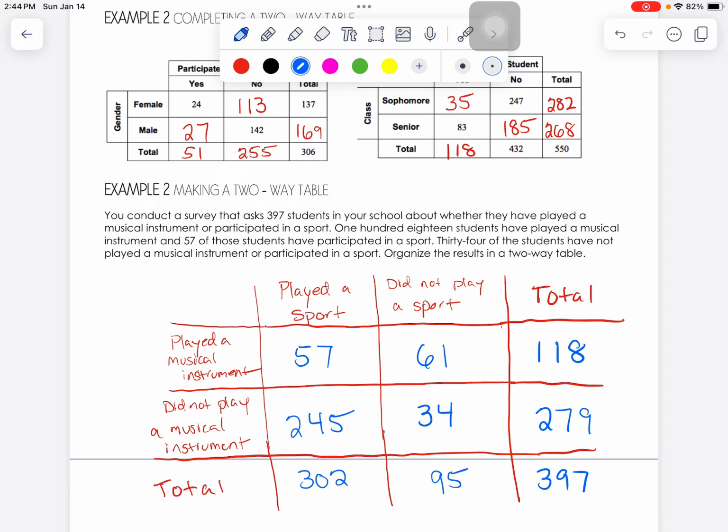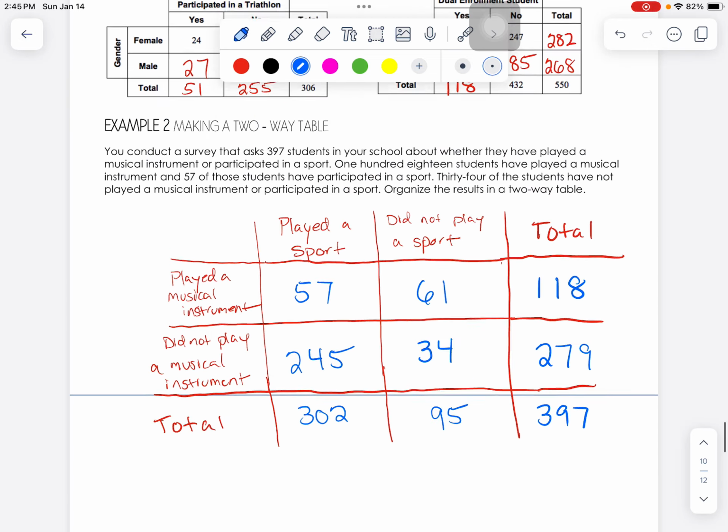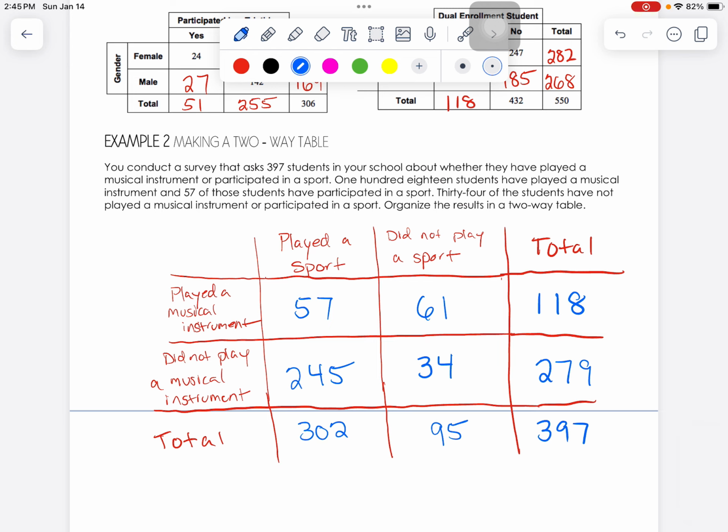So that is my completed two-way table, and that is the end of our notes. So you can return to the agenda to find out what you need to do next.